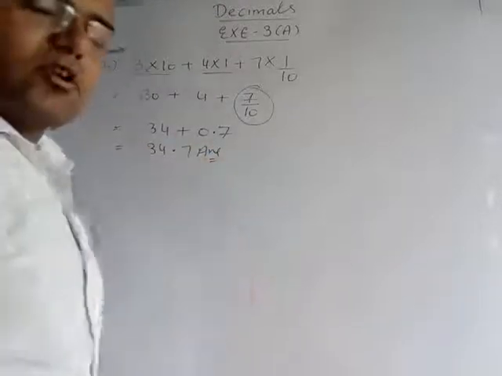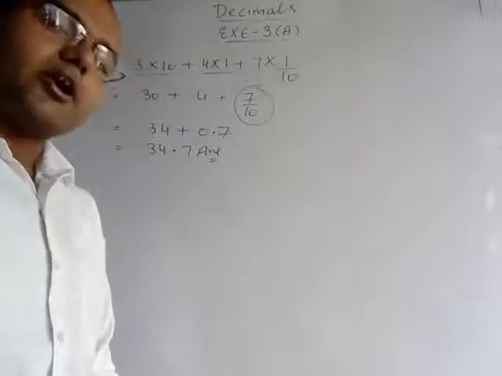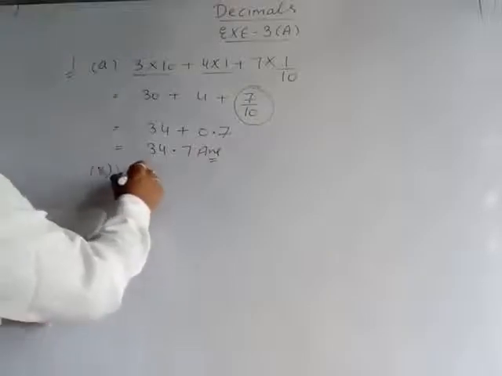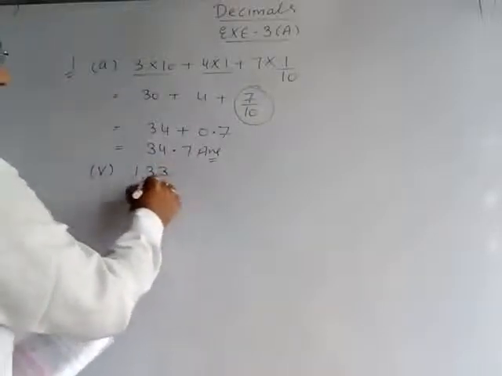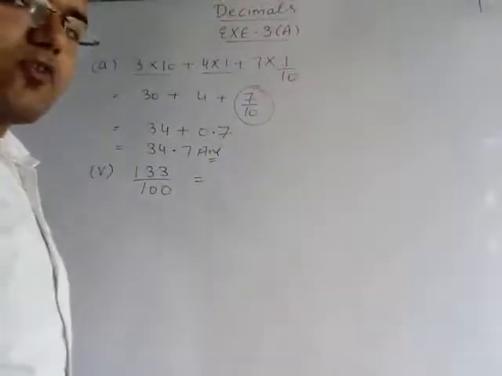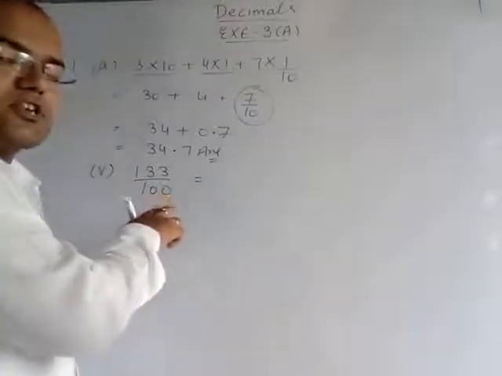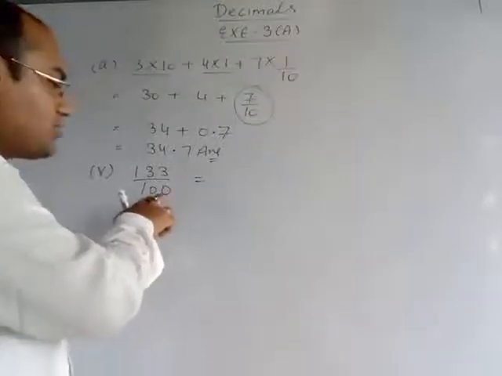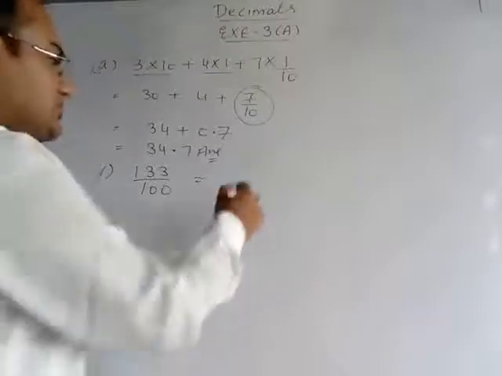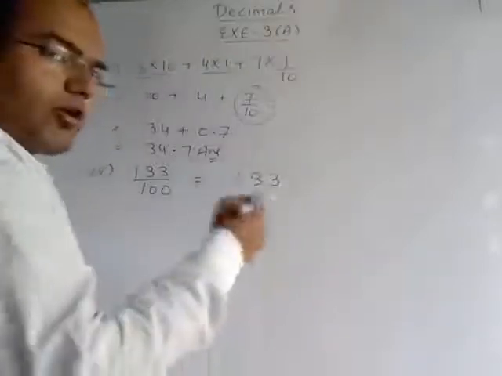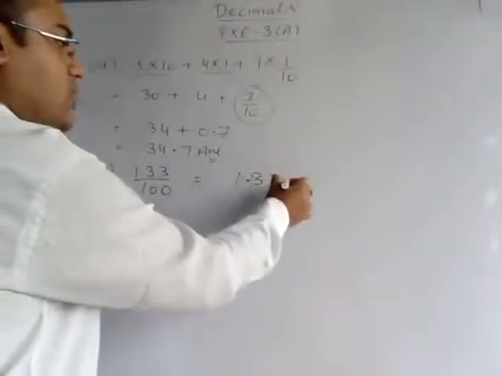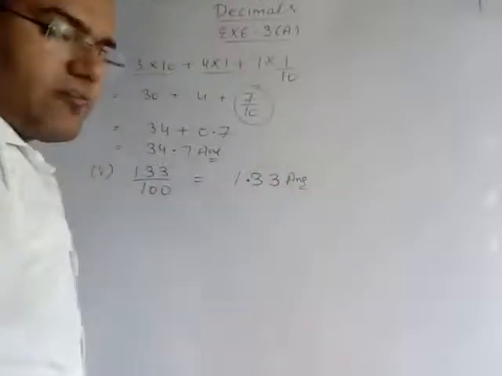So this is your final answer of the first part. Similarly you have to do part number 2 also. Now see part number 5. The fifth part is 133 upon 100. So we have to change it into decimal form. First of all you have to count how many zeros are there in the denominator. It is 100. How many zeros are there? 2 zeros are there. So we will put the point before 2 digits. First of all we write 133. From the last we count 2 digits: 1 digit, 2 digits. So before 2 digits we put the point. So the final answer of this question is 1.33.